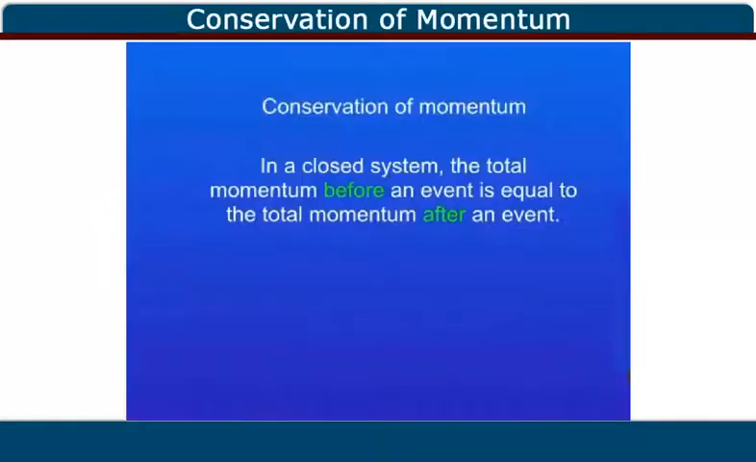In a closed system, that is a system where we assume no other forces are acting upon it, like friction for example, the total momentum before an event is equal to the total momentum after an event. Sounds complicated, but it's really pretty straightforward. We're going to look at two examples and you'll soon get the idea.